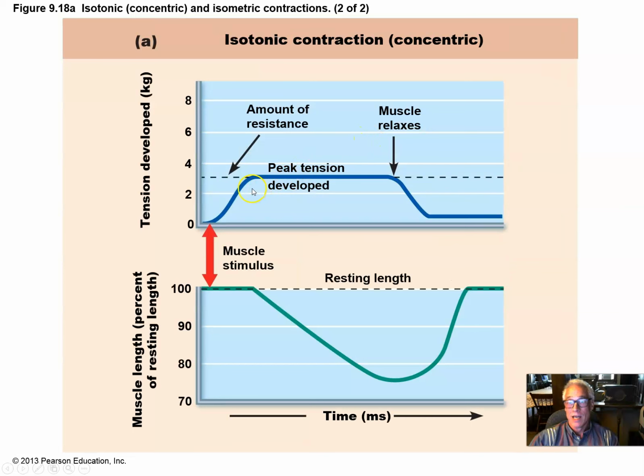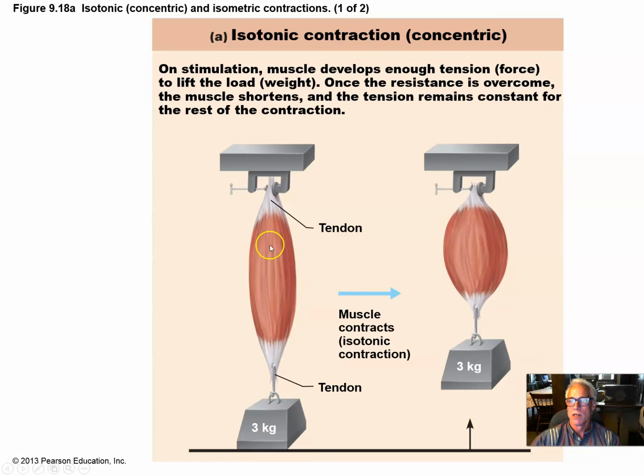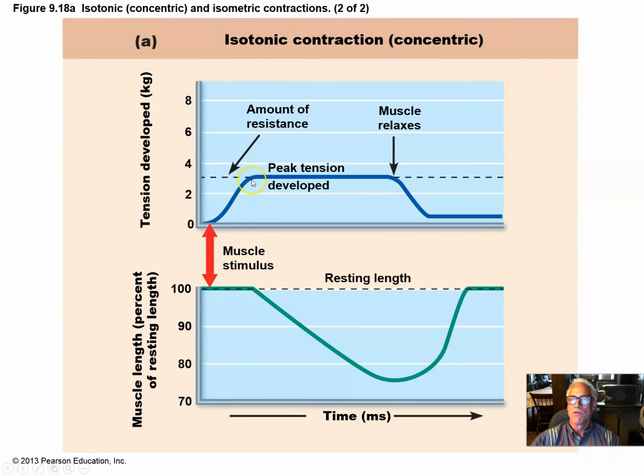Here's a little graphical representation of this. Here's the tension on the y-axis of this upper graph. We stimulate the muscle, and the muscle begins to develop some tension, and the tension increases and increases during this first phase of the contraction until finally the tension is greater than the mass of that load, and we actually lift it. And then no more tension is developed because the load remains a constant 3 kilogram mass. But look what's happening to the length of the muscle. The lower graph shows the length of the muscle, and the muscle is shortening. The length is dropping over time as we lift up that mass. So that's a graphical representation of an isotonic contraction, and specifically a concentric contraction.